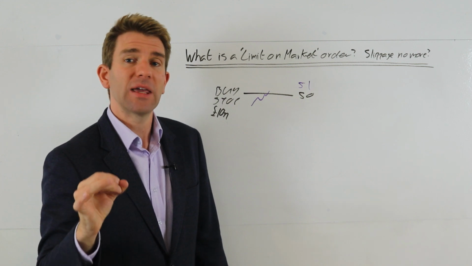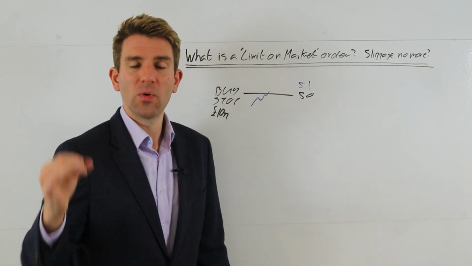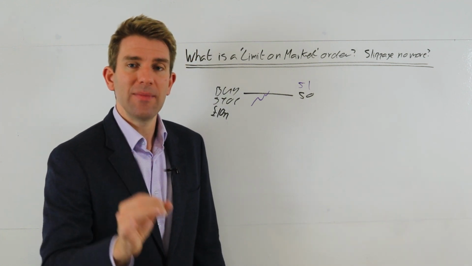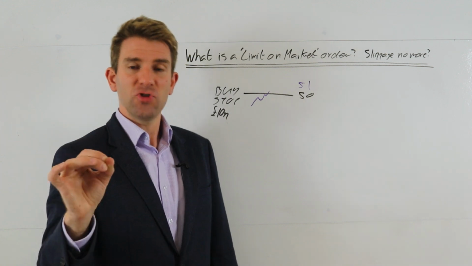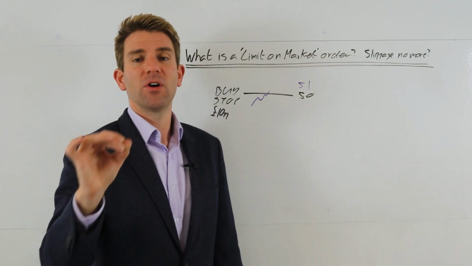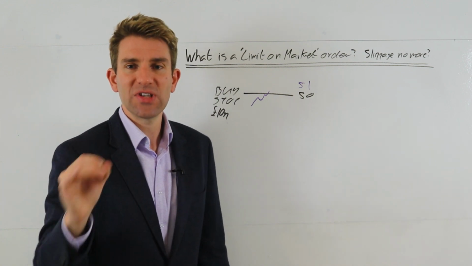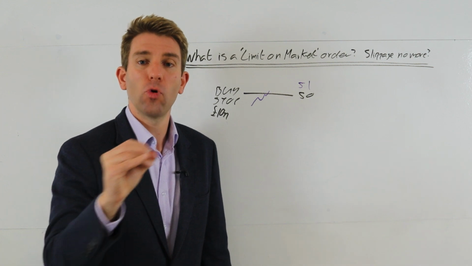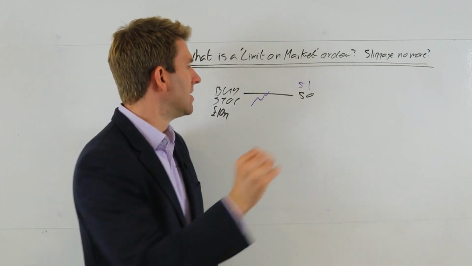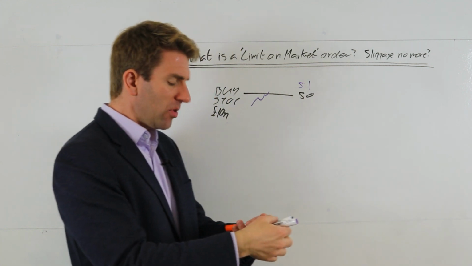A limit on a market order is basically saying, hey, listen, if I put a market order in, I want to limit the amount of slippage I get. Interestingly, some spread betting firms, some CFD firms and some spot firms will allow you to set this, though I'm going to talk in a second about why it's not really that important, but it's worth bearing in mind.